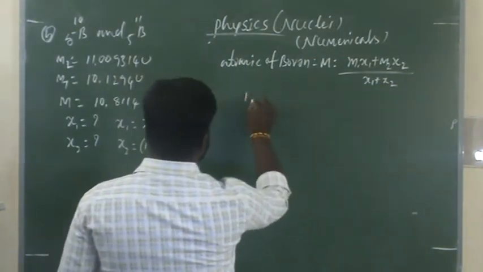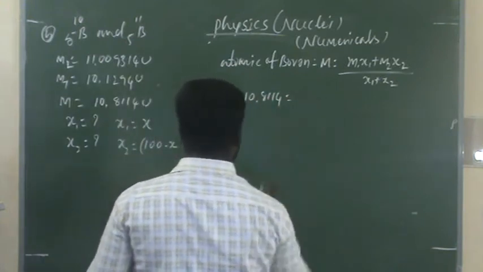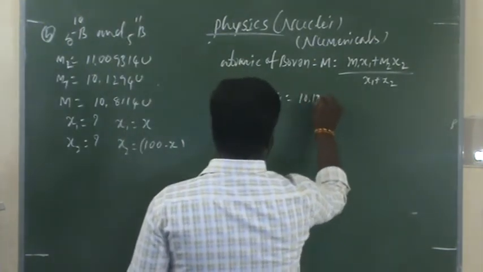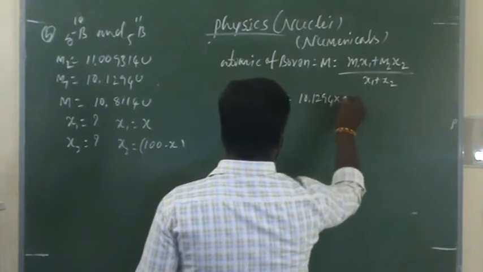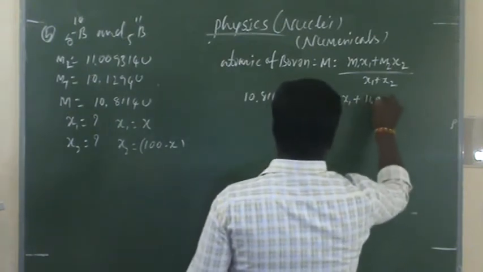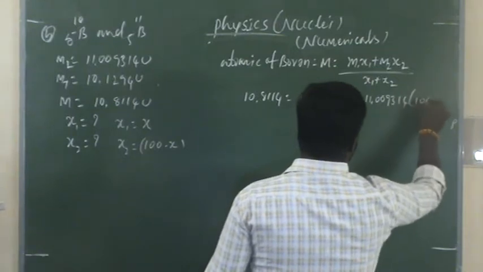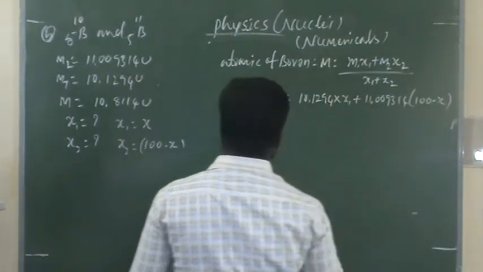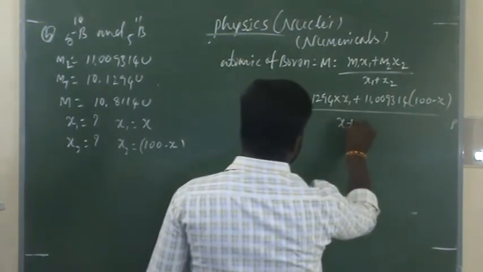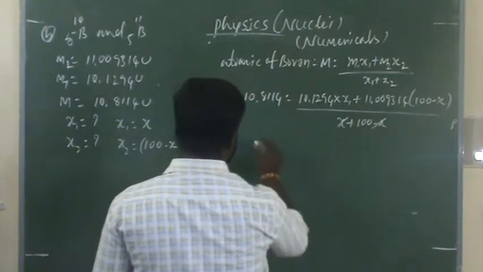So the atomic mass of boron is 10.814, equals m1 into x1, that is 10.1294 into x1, plus m2, 11.009341 into 100 minus x, divided by x1 plus x2, where we consider x plus 100 minus x. The x gets cancelled.